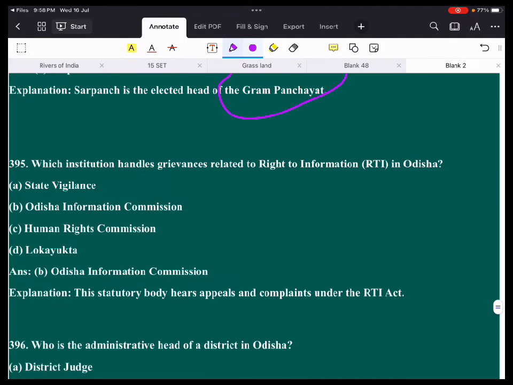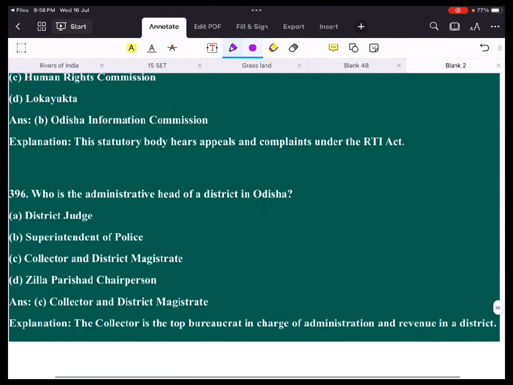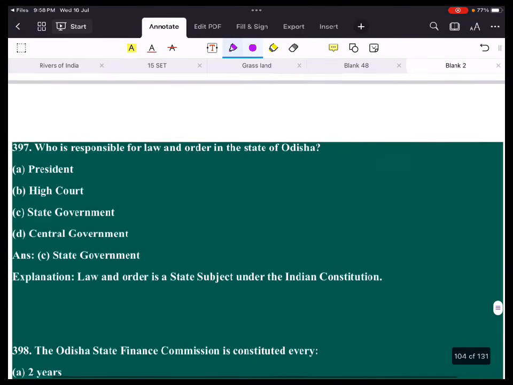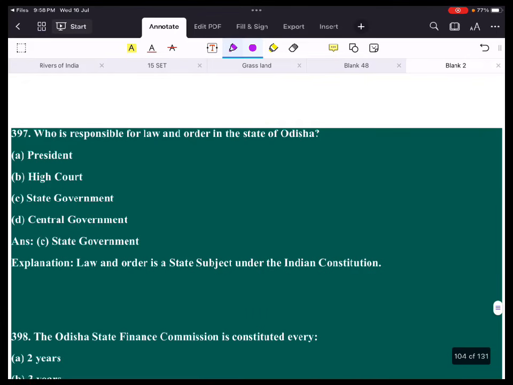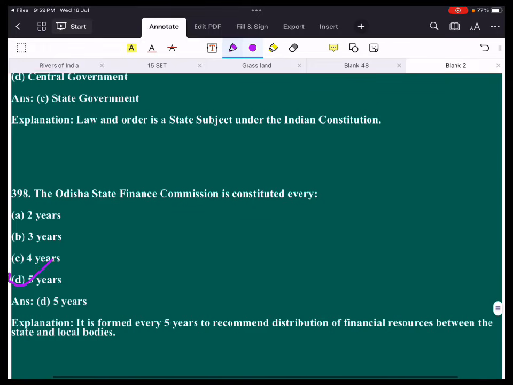Which institution handles grievances related to Right to Information, RTI, in Odisha? That is the Odisha Information Commission, option B. Who is the administrative head of the district in Odisha? That is the Collector and District Magistrate, option C. Who is responsible for law and order in the state of Odisha? That is the state government, option C. The Odisha State Finance Commission is constituted every 5 years, option D.